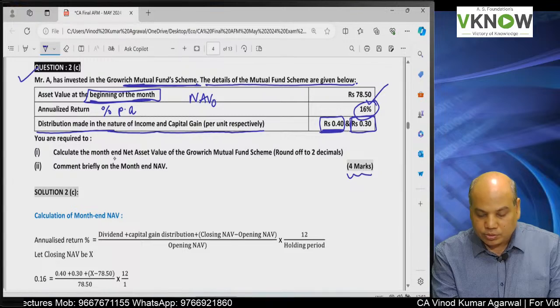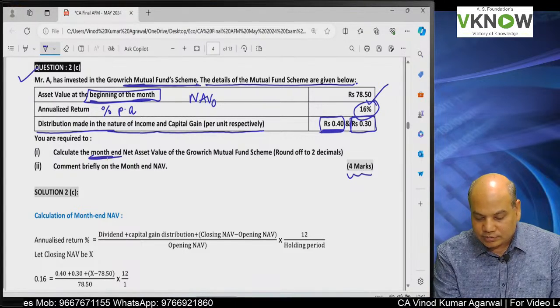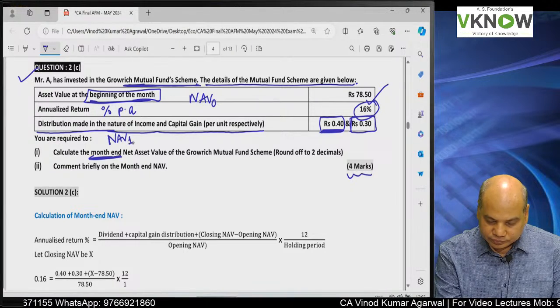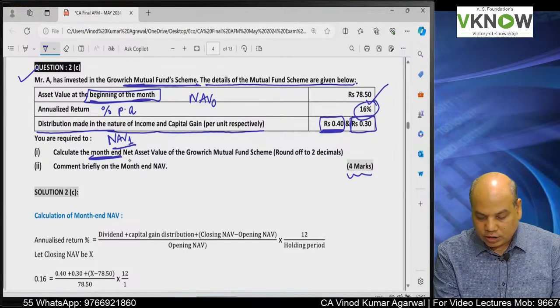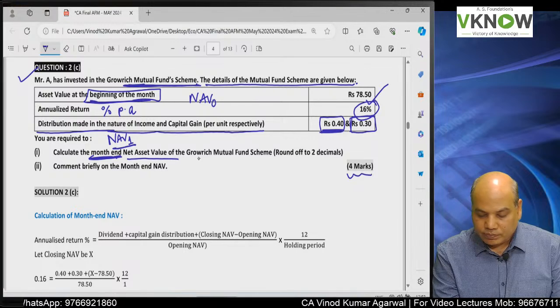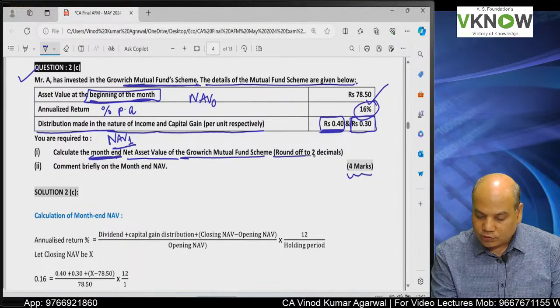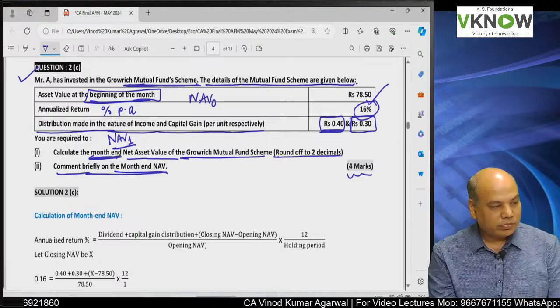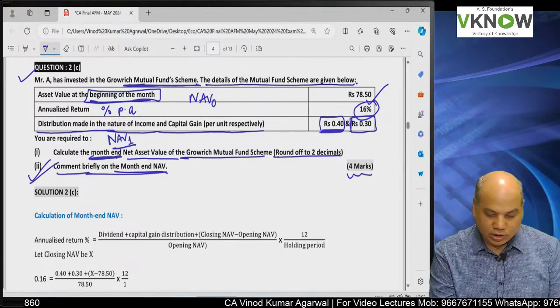You are required to compute the month end NAV. So this is D. NAV 1 is missing of the Grow Rich mutual fund. Round off to 2 decimal. Comment briefly on the month end NAV. So one small comment also will write.